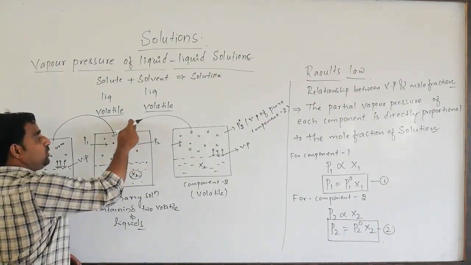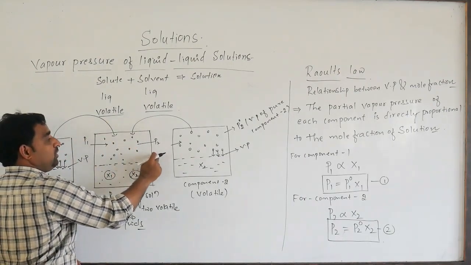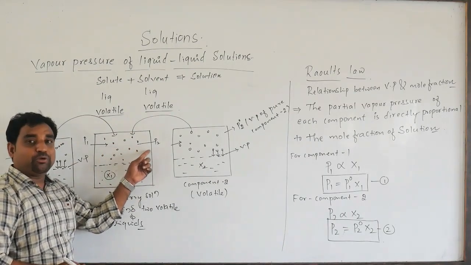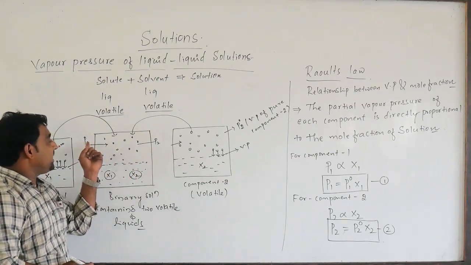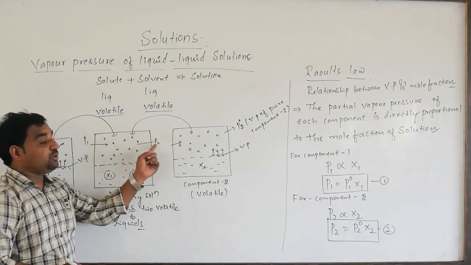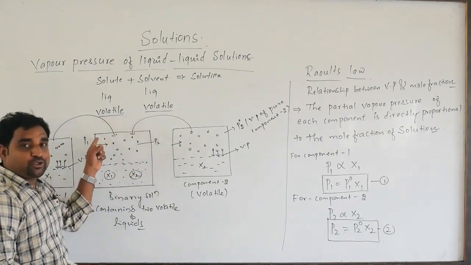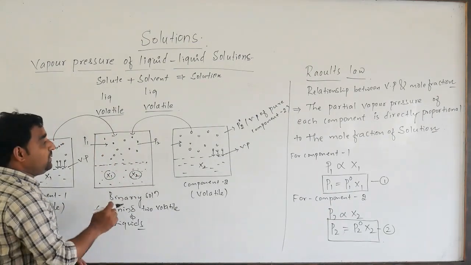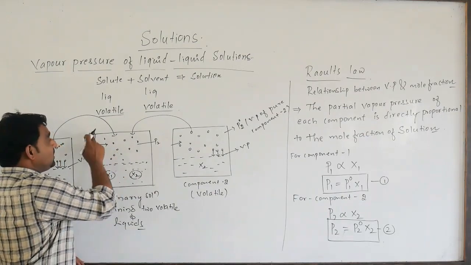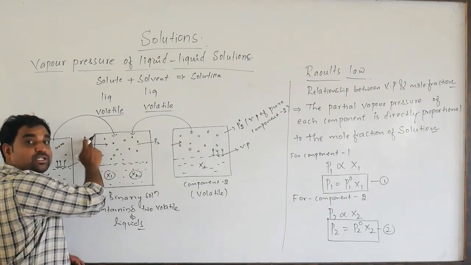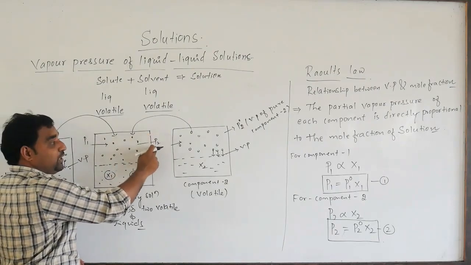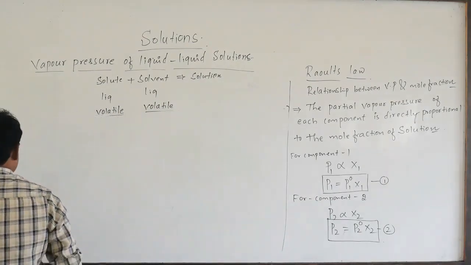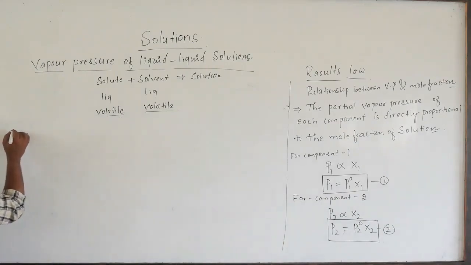If you want the total vapor pressure of the solution, we have to do the sum of the partial pressure of each component. Here we have two components, hence we have to do P1 plus P2. According to Dalton's law, P total, the total pressure, is equal to the sum of the partial pressures of the first component and the second component, according to Dalton's law of partial pressure.